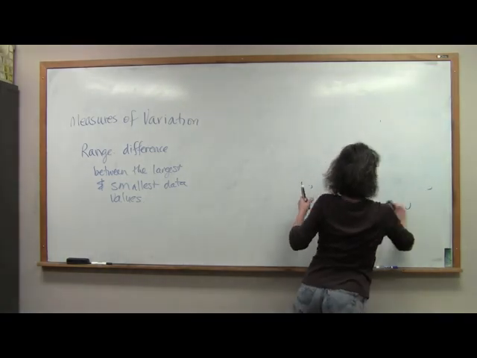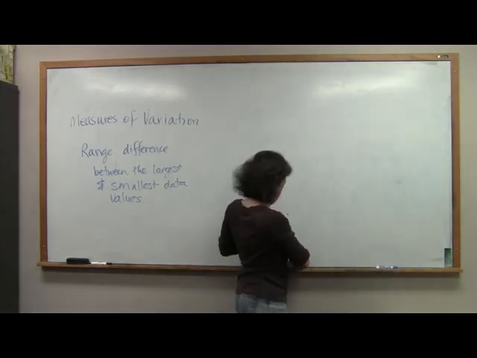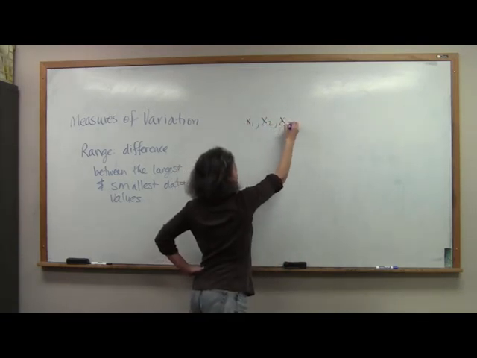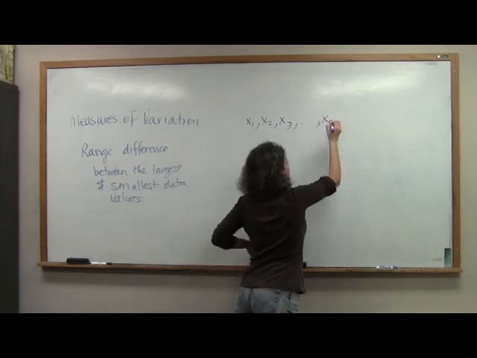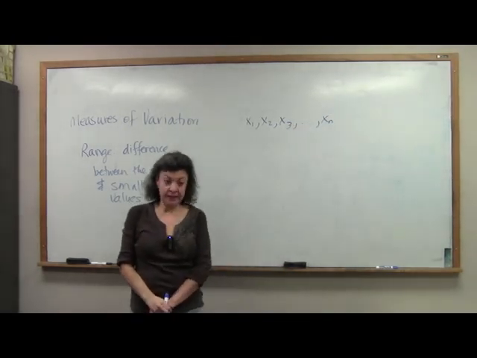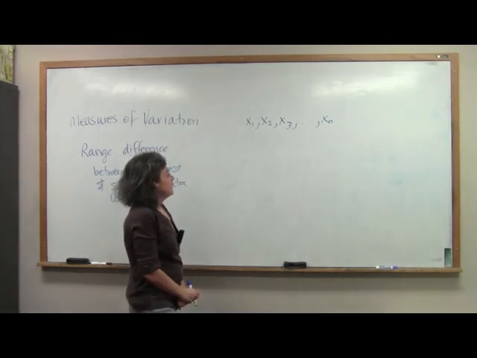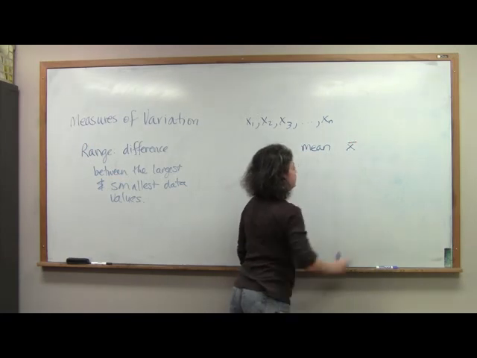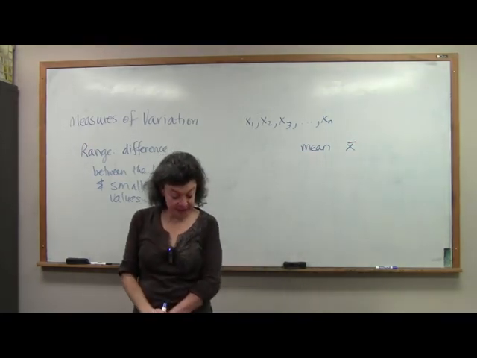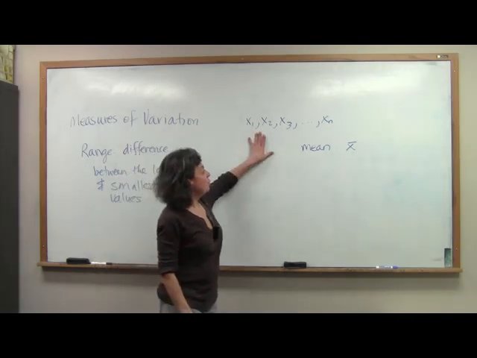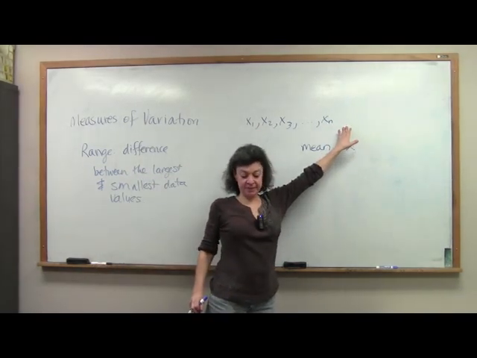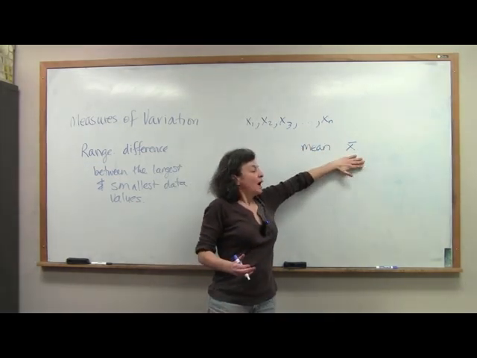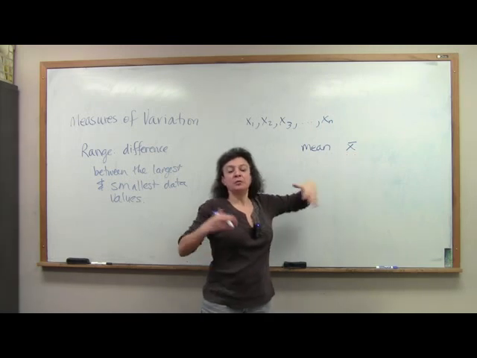And so, here's what we're going to do. Suppose we have a bunch of data points, x1, x2, x3, all the way up to what we're going to call x sub n. Okay? And suppose we have a mean. There's different notation for the mean, but at this point I'll just use x bar. What we want to know is if all of these are our data points, how much do they differ from the mean?